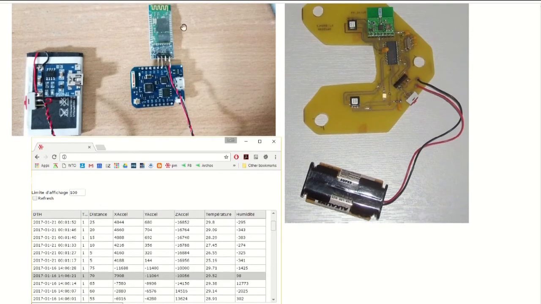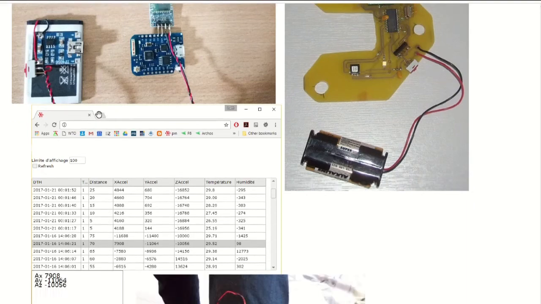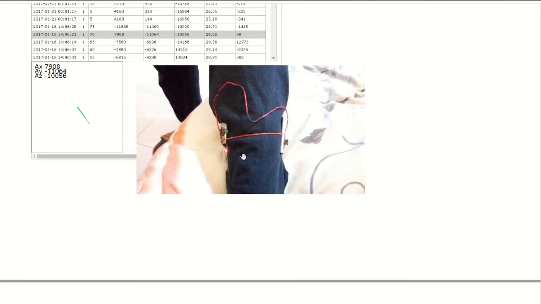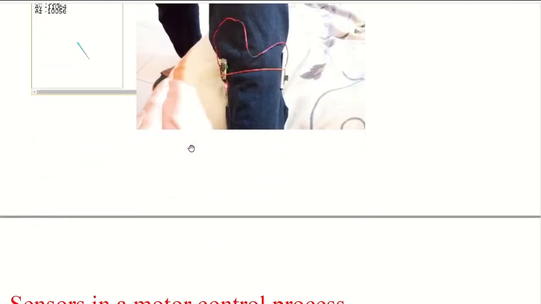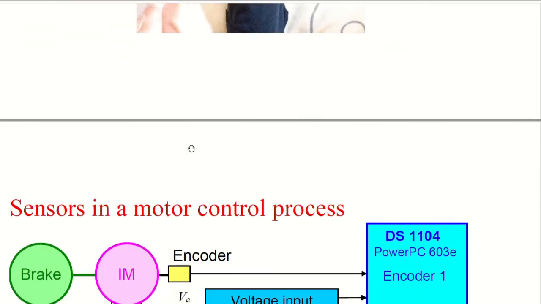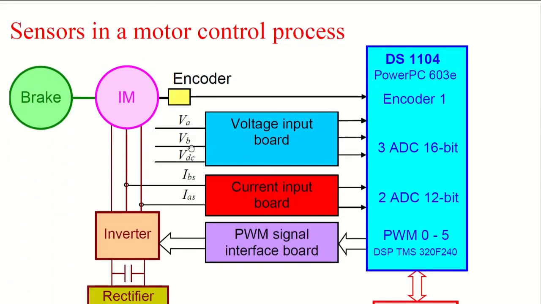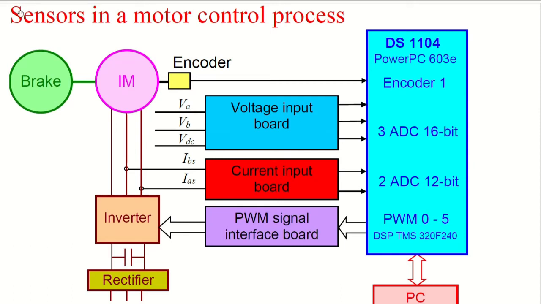This one is using Bluetooth and a Wemos, and we don't see the accelerometer, but the IMU is on the back side of this board, with a LiPo battery and its charger. You can fix this on a leg to see if a patient is sleeping or walking, and you can send it to a MySQL database.